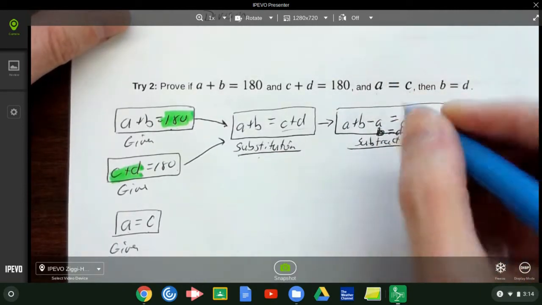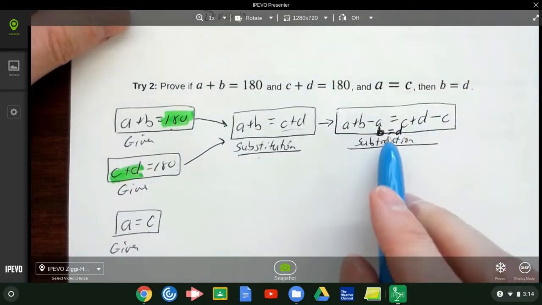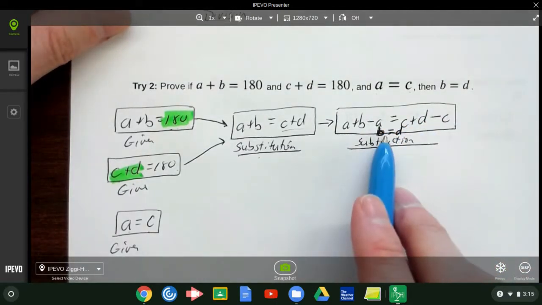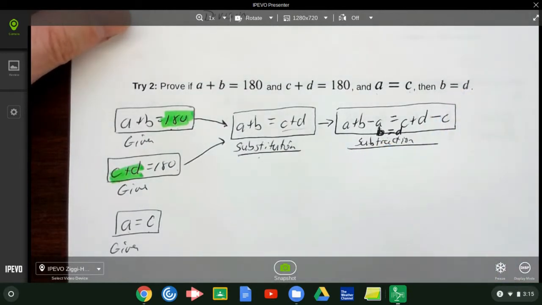Okay? Whenever you do the subtraction, you're probably going to have to leave a little bit of room to simplify it. And that's my final answer. Make sure you have that, which is equal to that thing there. So that proof is done.